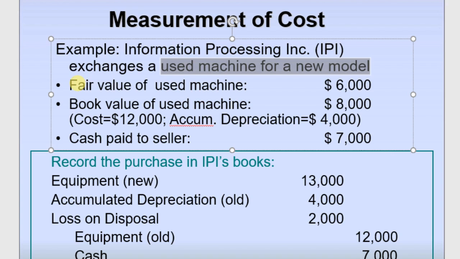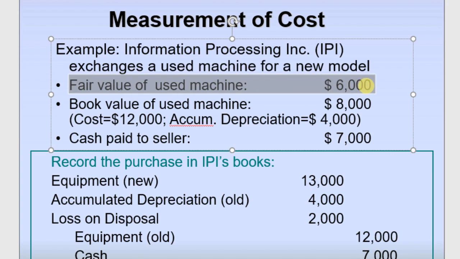Now, this says that we can figure out the fair value of the new machine. Recall that the default is to use the fair value of what you gave up, unless the fair value of what you receive is a better measure and more reliable. In this case, we're saying the value of our used machine is more reliable. The fair value of the used machine is $6,000. We do not have the fair value of the new one.